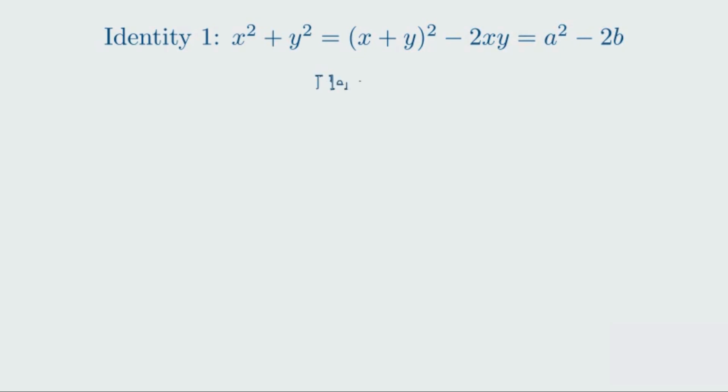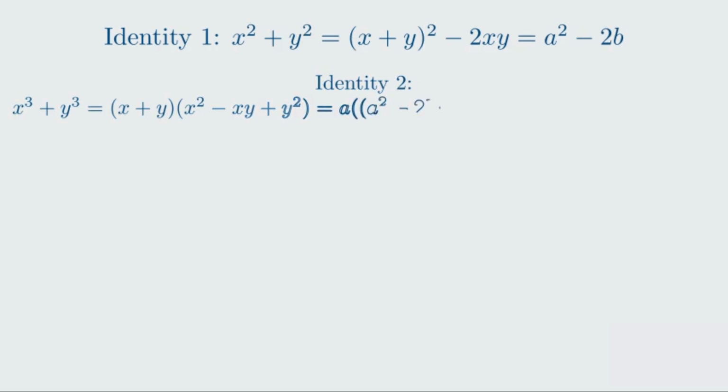Now let's find an identity for the cubes. We know that x cubed plus y cubed equals the quantity x plus y times the quantity x squared minus xy plus y squared. In our new variables, that's a times a squared minus 2b minus b. This simplifies to a cubed minus 3ab. We could keep deriving these, but for the fifth power, let's use a clever trick. Multiply the identities we already have. Let's multiply our identity for the square by our identity for the cube.